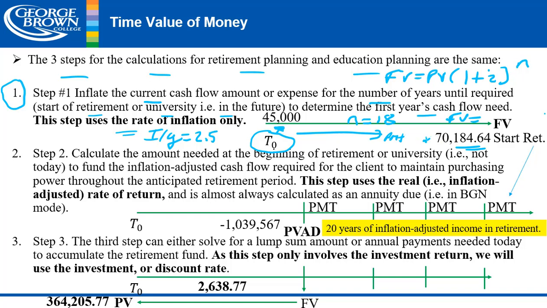Then step number 2. So that's the amount: today's dollars $45,000, 18 years from now, that's $70,184. That's an annual payment that John wants at the beginning of each year, anticipating retirement for 20 years.